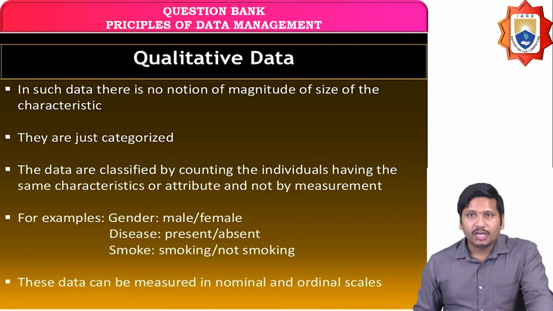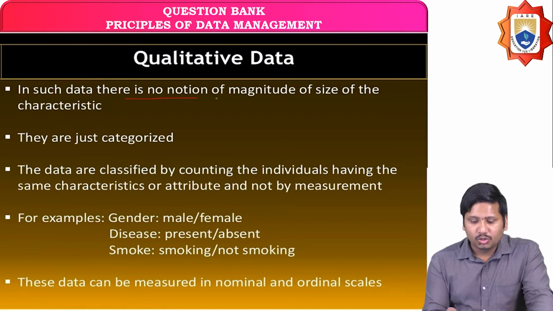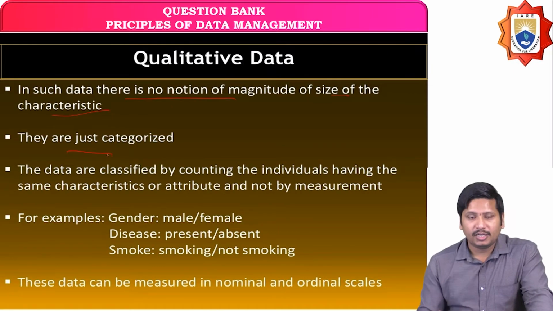And next is qualitative data. Qualitative data is such that there is no notion of the magnitude or size of the characteristics. They are just categorized. The data is classified by counting the individuals having the same characteristic or attribute, not by measurement. For example, gender, male and female; disease, present and absent; and smoking, smoker and non-smoker.